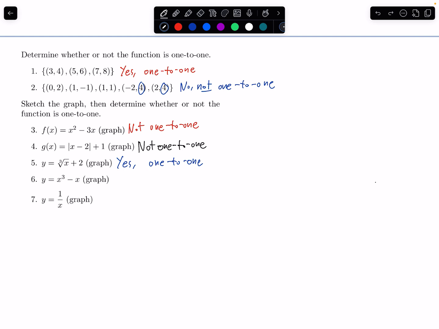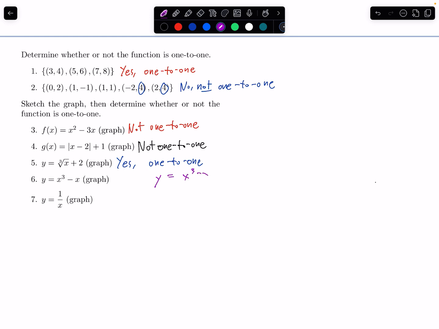I'll show you what I mean. So this one, whatever this power is, that kind of tells you the number of possible roots. And what's a root? Root is just where it crosses the x-axis. Now, if we have a function that crosses the x-axis more than once, then for sure it's going to fail the horizontal line test, right?